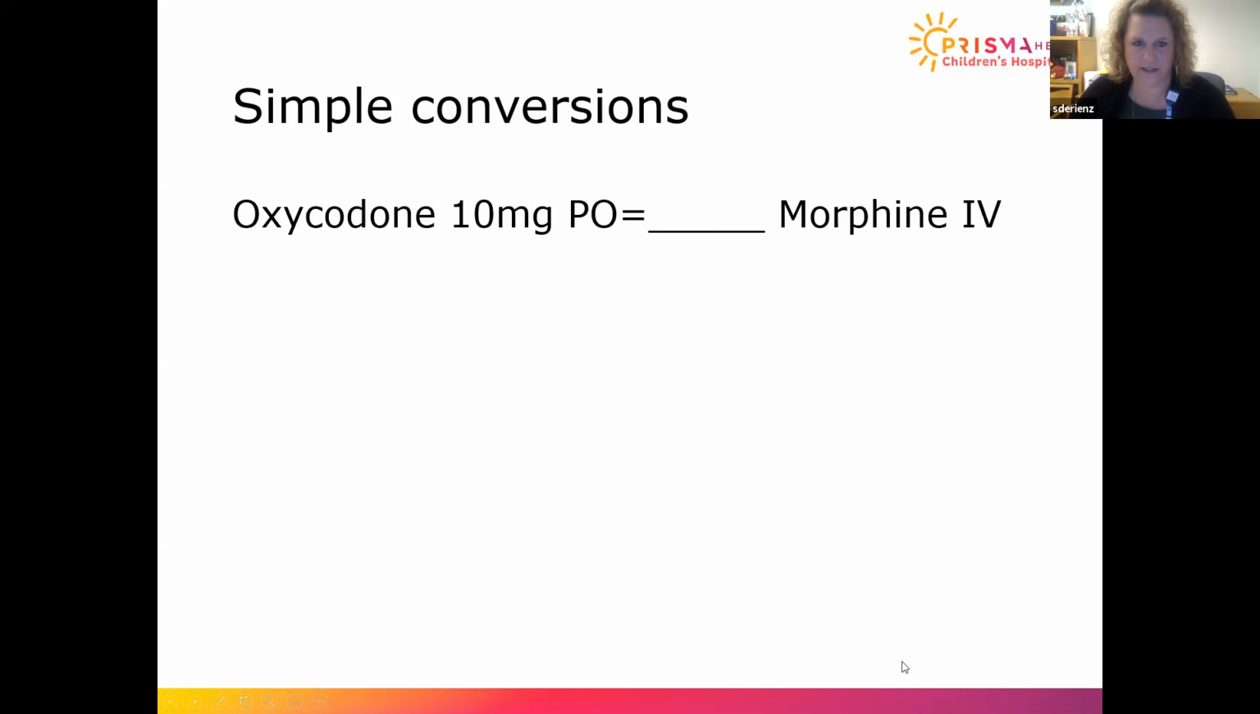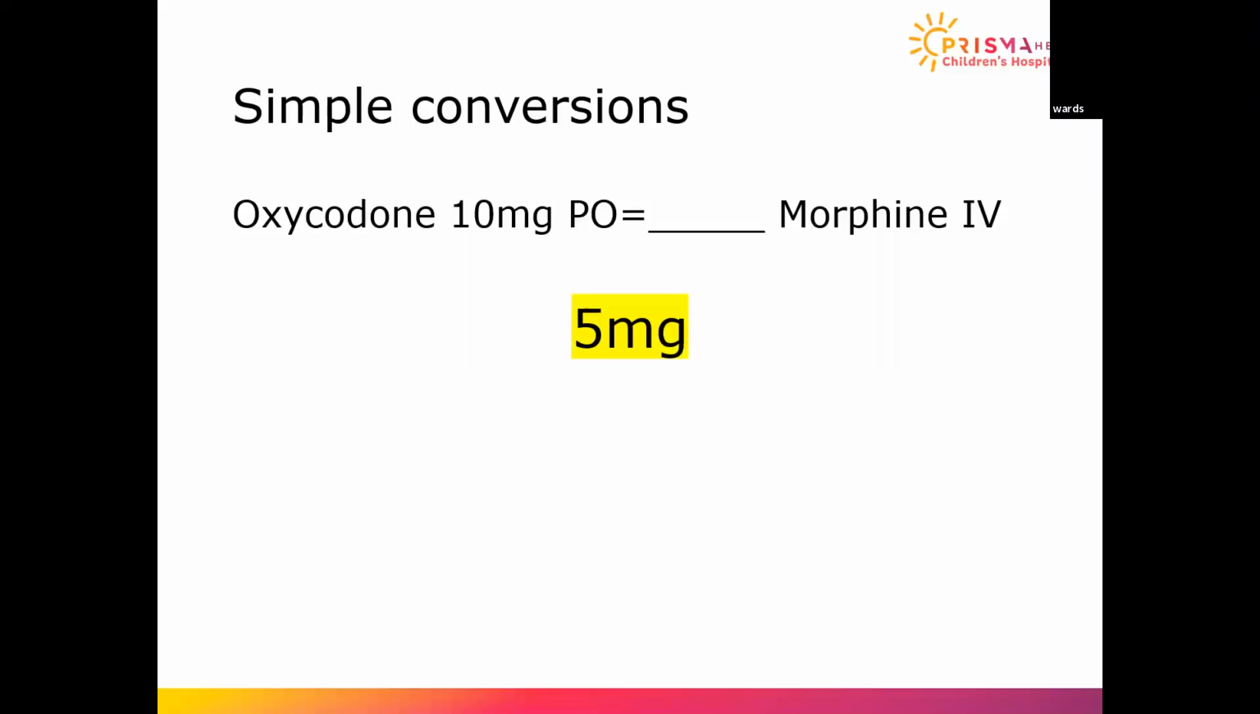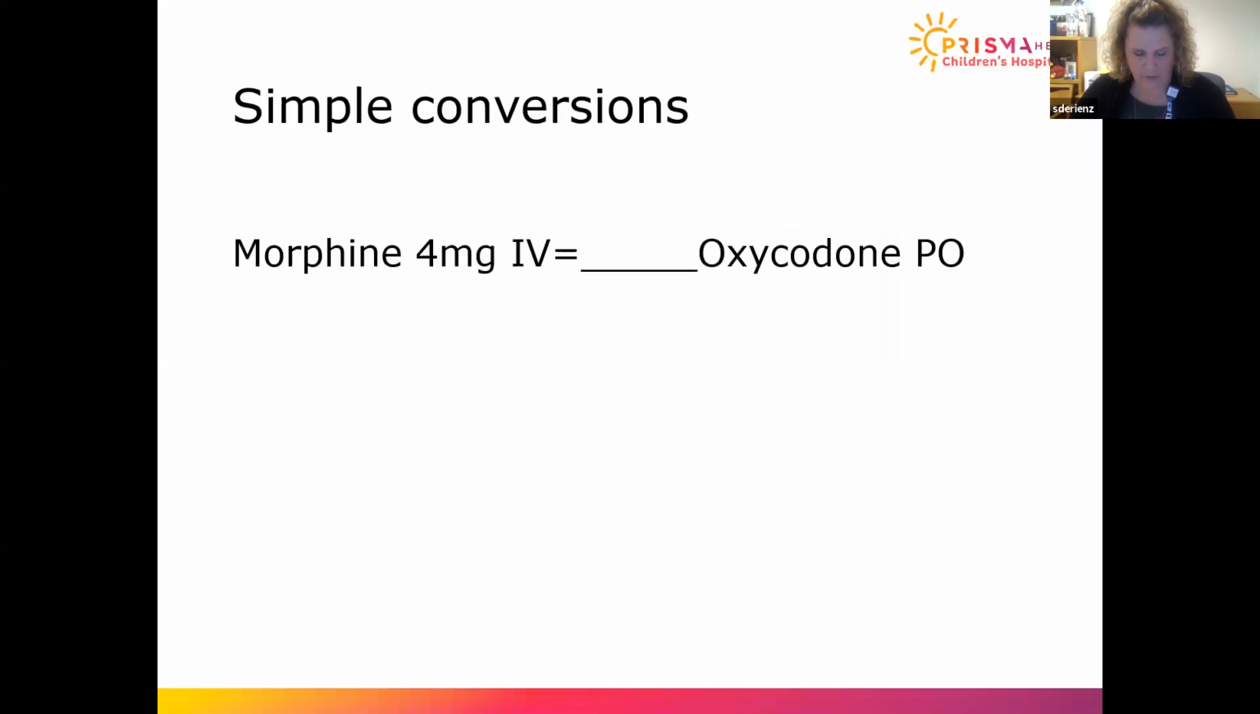So what about oxycodone 10 to morphine IV? Five. 5 is correct. So it's basically a 2-to-1 conversion. Okay. So morphine 4 IV to oxycodone.